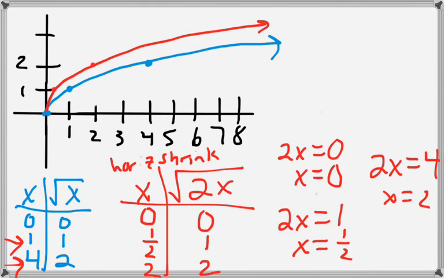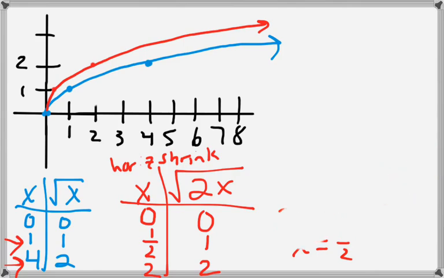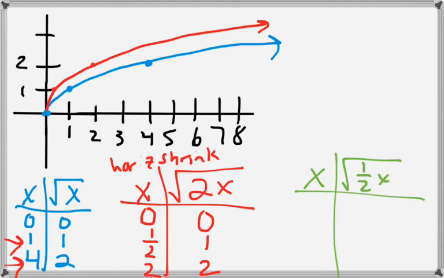So that's why a number greater than 1 gives us a shrink this time, because we end up, in this case, dividing by 2 on both sides to solve each of these equations. So we've cut all the x values in half, which is why it gets shrunk toward the y-axis. Okay, so let's do a horizontal stretch then. So for that, we're going to need to multiply by a number that's between 0 and 1. So we'll make this square root of 1/2 x.